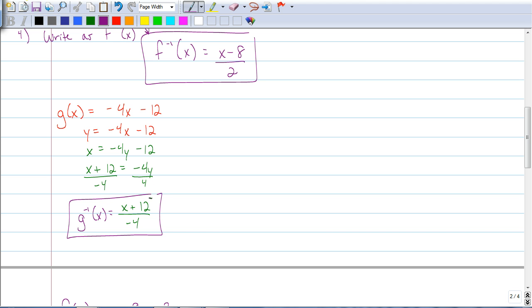So your answers here should always be, if it's written in function notation, your answer should always be put back into function notation, but we identify the inverse with that exponent of -1.